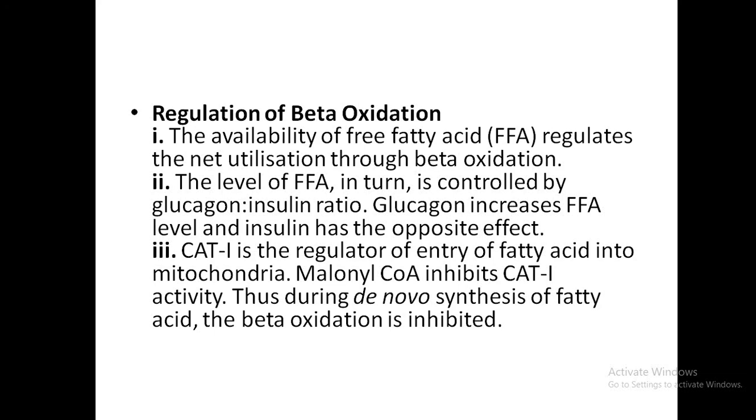I want to just discuss about the regulation of beta oxidation here because it is related with the ketosis. So FFAs regulate the net utilization through beta oxidation. The level of FFA is controlled by glucagon insulin ratio. Glucagon increases FFA and insulin has the opposite effect. CAT1 is the regulator of the entry of fatty acid into mitochondria. Malonyl coenzyme A inhibits CAT1. Thus, during de novo synthesis of fatty acid, beta oxidation is inhibited.